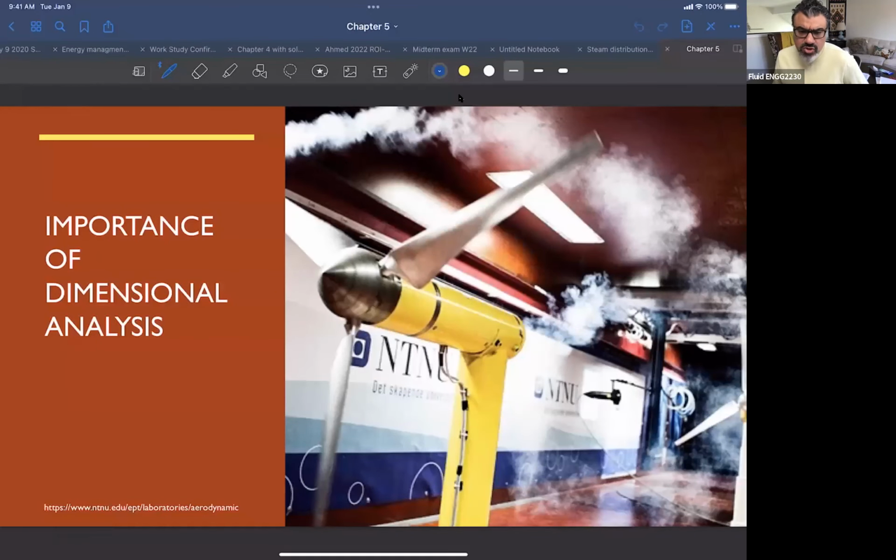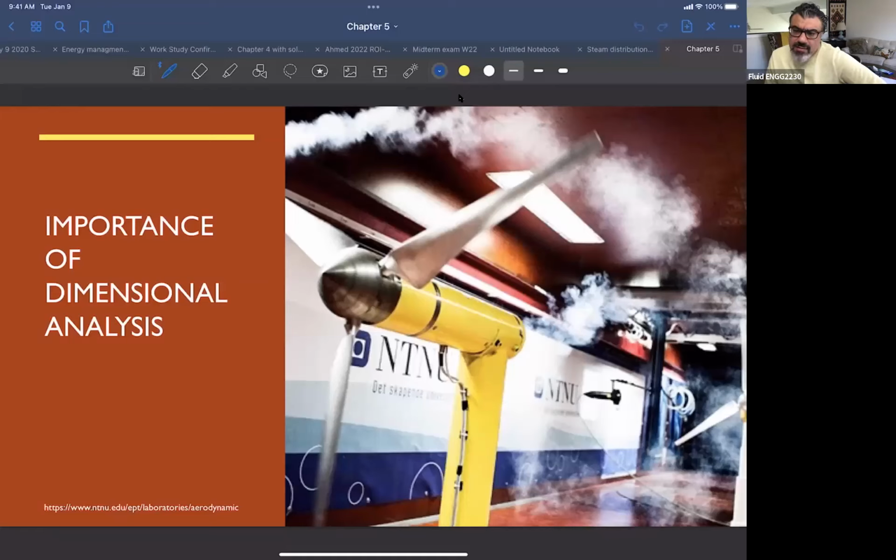Dimension analysis, as I mentioned, you will see in a variety of applications. Like you can see here in the picture, we're talking about a wind turbine. So the wind turbines are tested in the lab. You can scale it down and allow air to go around it. You can even inject smoke to see the turbulence and the location of high pressure, low pressure, and velocities. So you can test all this.